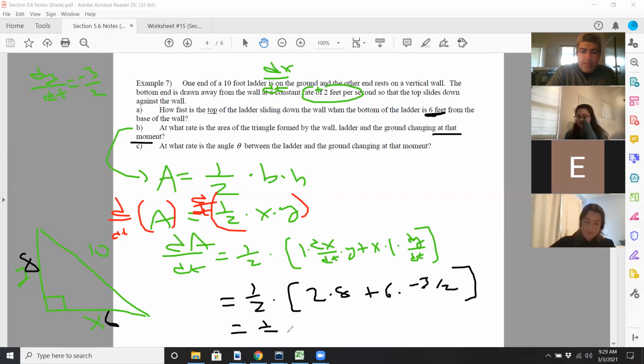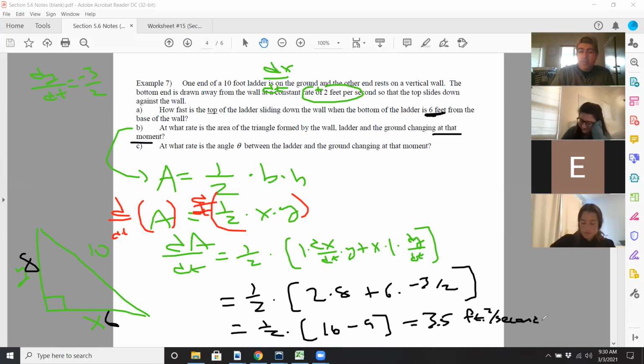Work it all out, and you should get 16 minus 9, I think. Yeah. So the area is changing by 7 over 2, or 3.5. And you got to use the right units. It's going to be square feet per second, because it is area, right? You got to state the units as well. Okay, that's part B. Any questions so far before I do part C?